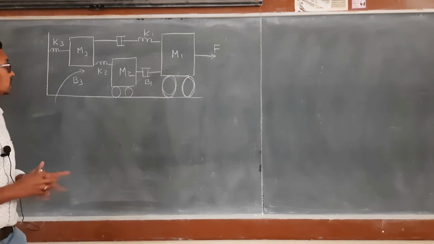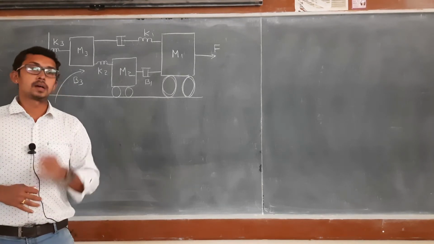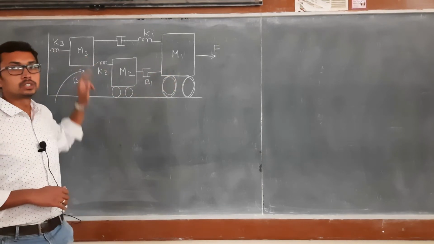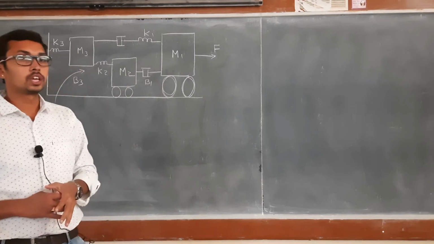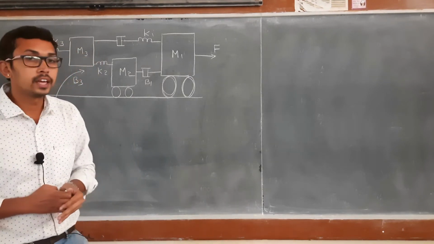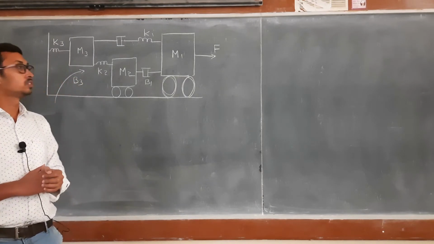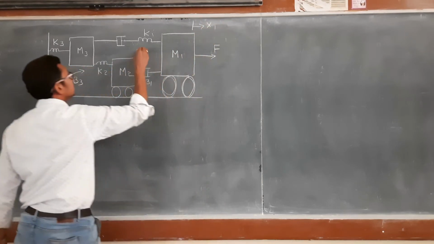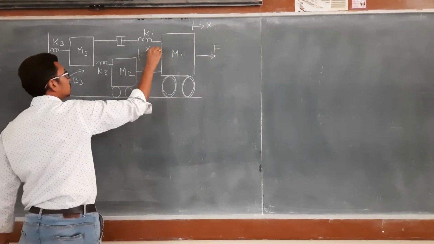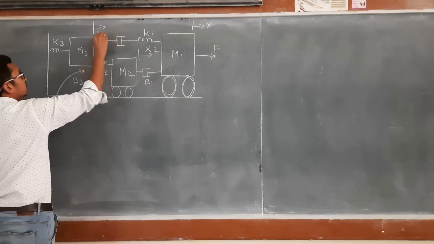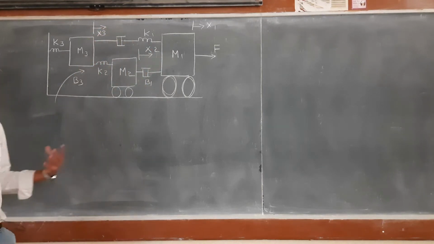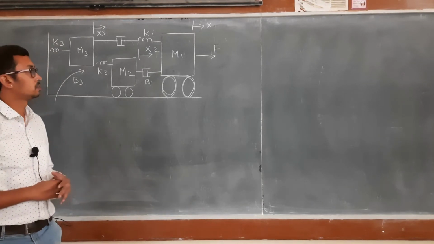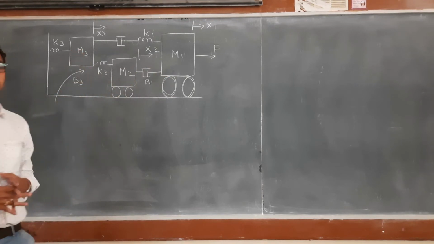But in this case, how many masses are there? There are 3 masses: M1, M2 and M3. Therefore, how many displacements should be there? There must be 3 displacements. Let me write this one as x1, there is another displacement x2, and another displacement x3. As I told in the previous classes, the number of masses will be equal to the number of displacements. So 3 masses, therefore 3 displacements.